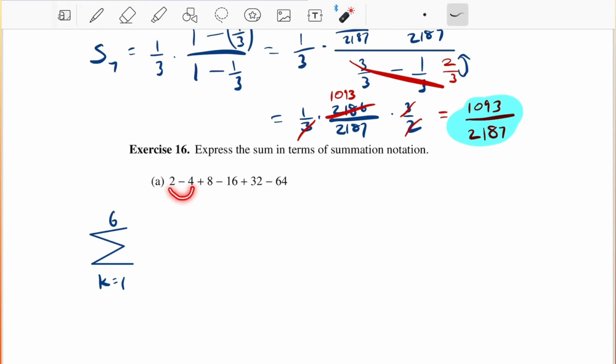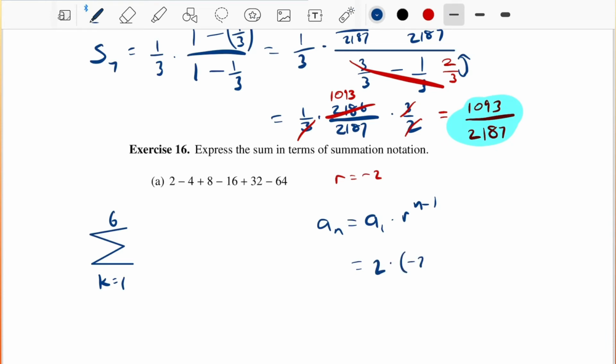So we can use our formula in order to find the nth term, a sub 1 times r to the n minus 1. Okay, the first term is 2. The common ratio is -2, n minus 1. And that is it right there. Okay, so that is going to be our final answer.